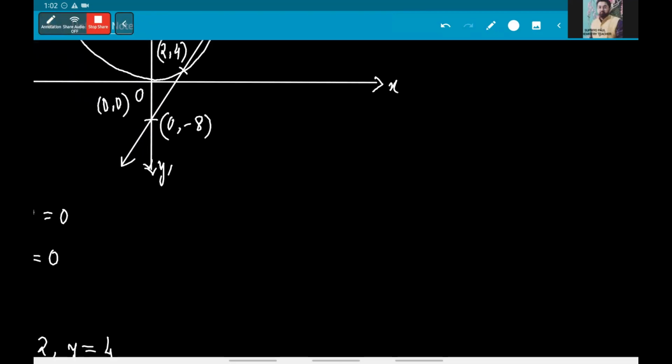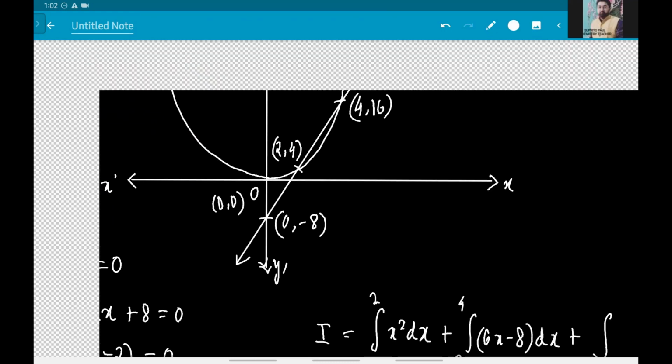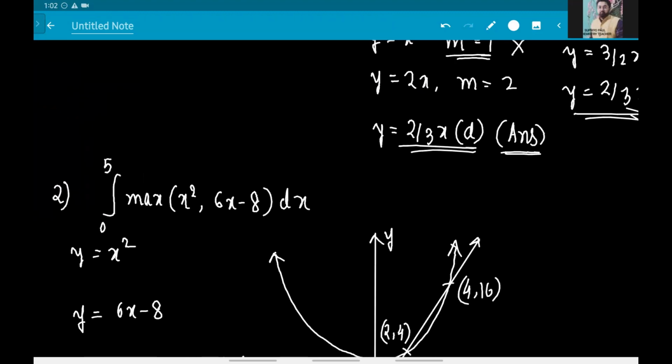That is, if we integrate this one, I equal to, suppose we take the integration from 0 to 2. At first we take from 0 to 2. In 0 to 2, which is maximum? It is x squared dx. Okay, plus from 2 to 4, which one is maximum? It is 6x minus 8 dx. Plus, now we have been given in the question that it is 0 to 5.